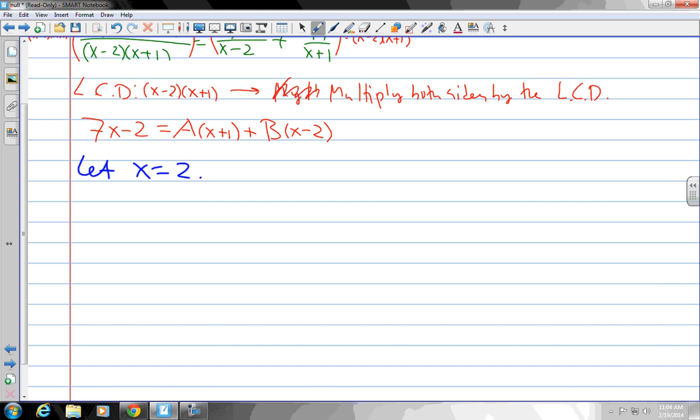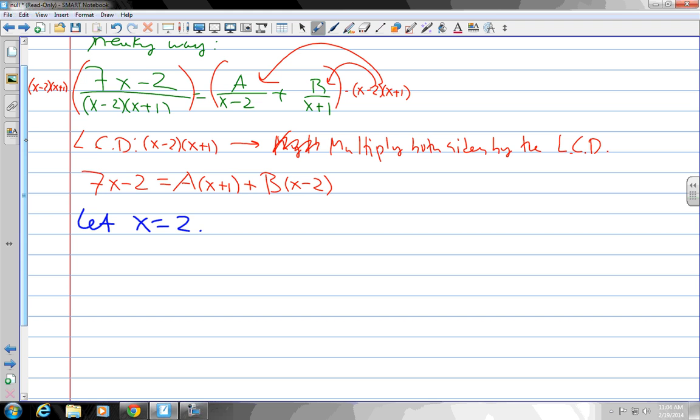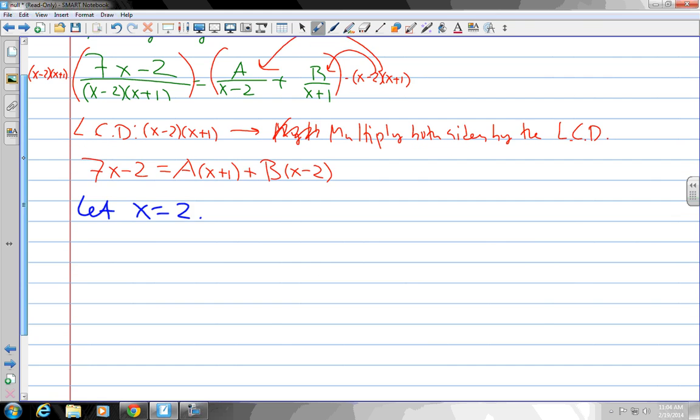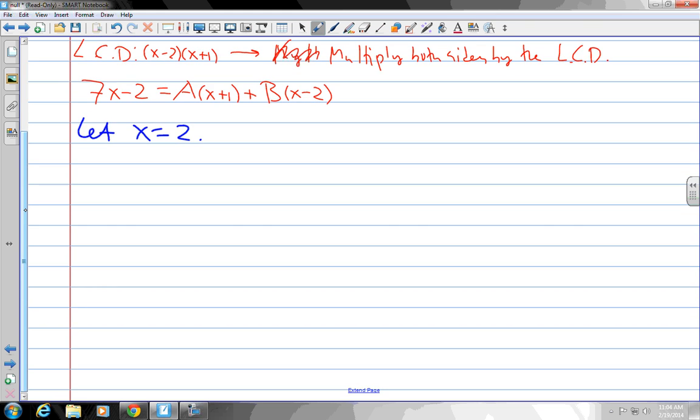It will also work with -1. Why is that borderline illegal? Because technically x should never equal 2. But we'll just ignore that fact for a minute. I'll just hide that from you. So let x equal 2. See what happens when I plug in 2.